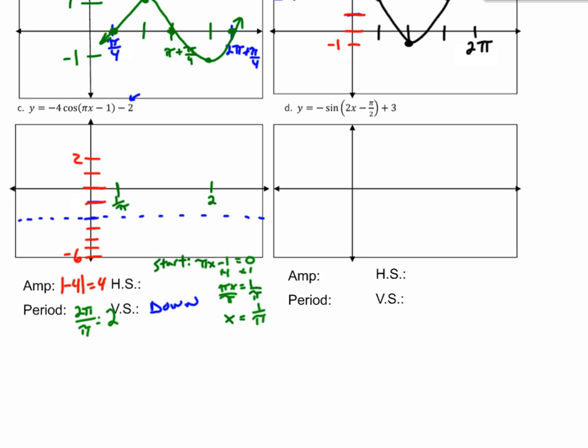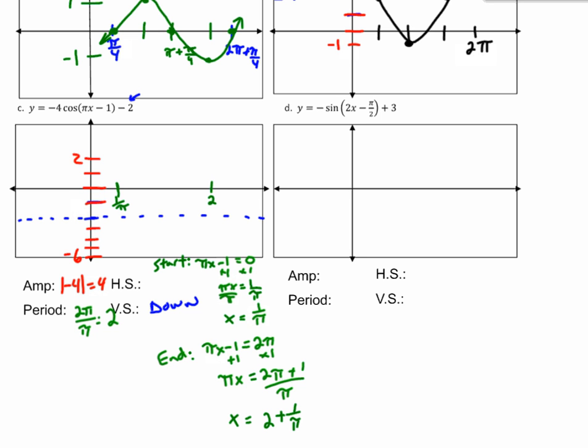And then my new ending point is pi x minus 1 equal to 2 pi. Add 1. Pi x equals 2 pi plus 1 over pi. And I can simplify this a little bit. I can do 2 pi divided by pi is 2, and then 1 divided by pi is 1 over pi.